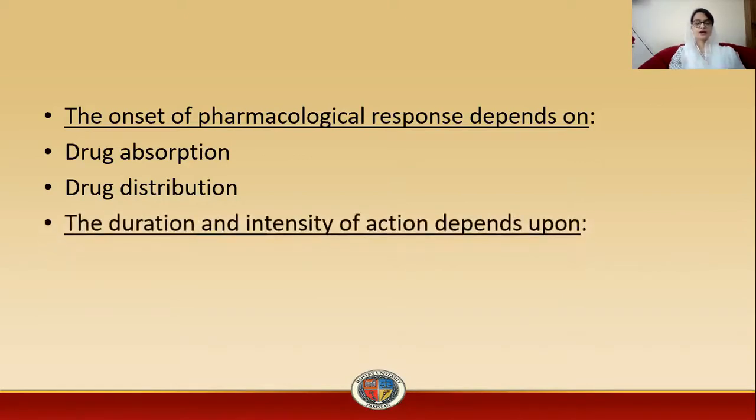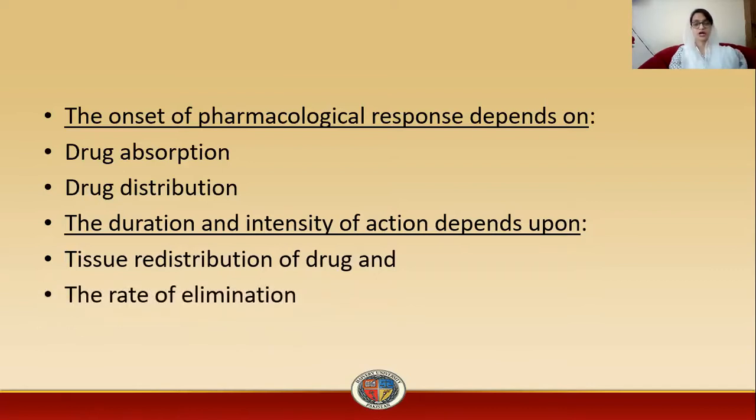Then the duration and intensity of action depend upon two processes. First of all, tissue redistribution of drug, and the second one is the rate of elimination. So these are the processes on which the duration and intensity of action depend. So how long the drug remains redistributed to the tissues, and what is the rate of elimination of the drug. These are the parameters on which the response and the duration or intensity of drug action depend.